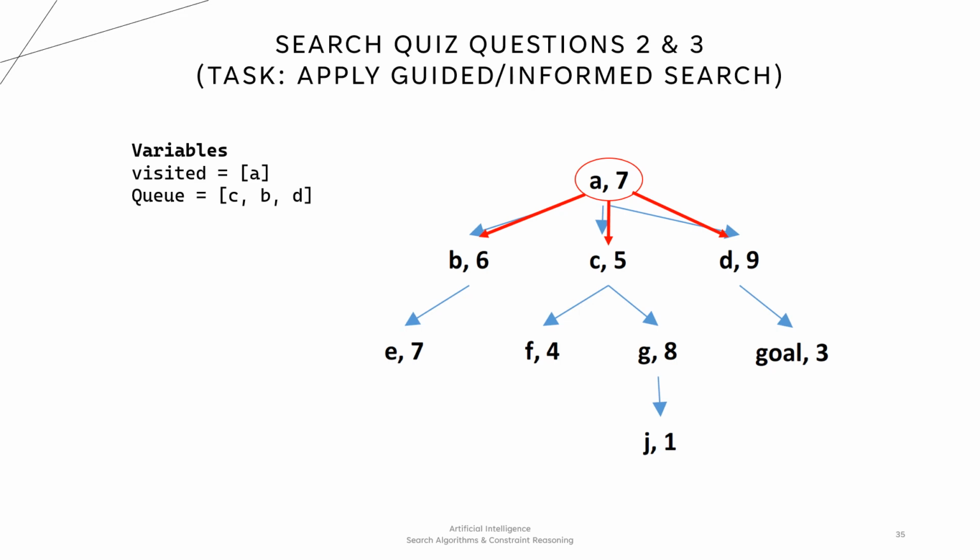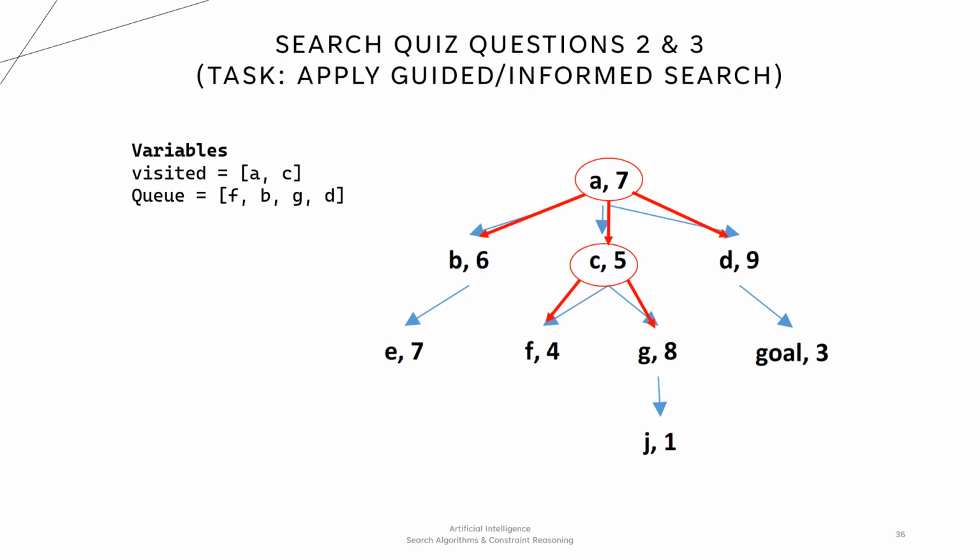And we don't have any limits on depth or anything like that. So we're just going to add the children B, C, and D to the queue. This is not left to right, obviously, because 5 is less than 6, which is less than 9. We order C, B, D. So the first one that we're going to go to is C. So we pop it from the queue, and then we add its children.